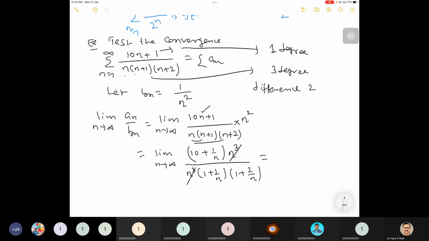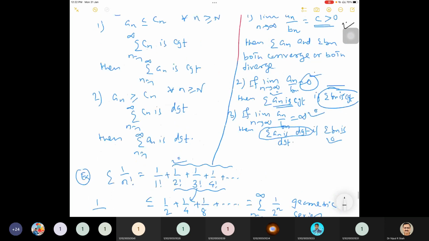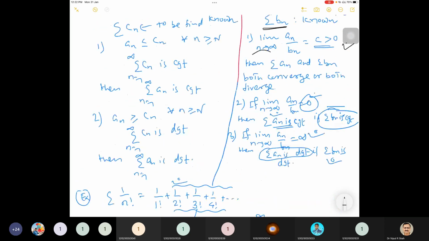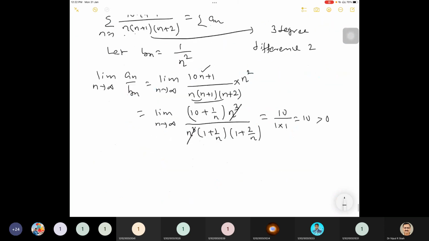And now you take n tends to infinity. This 1 upon n is 0. So you'll have 10 upon 1 into 1. So this is 10, and that is greater than 0. So this is the first thing: C greater than 0. So then both the series converge or diverge together. That means whatever Bn is, An will be the same.